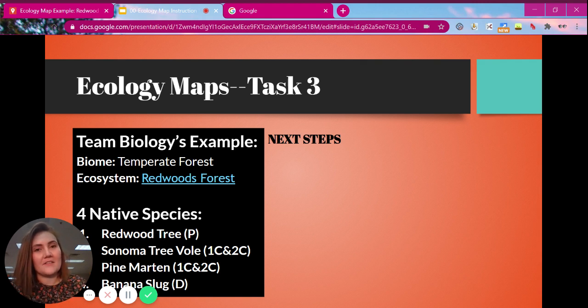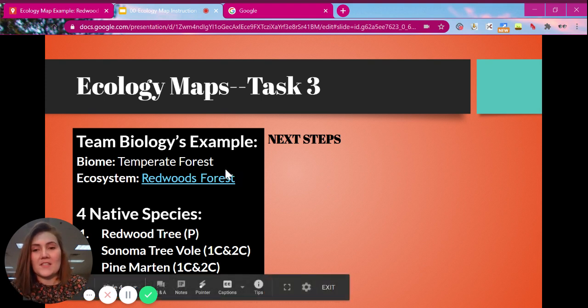Today we are going to be working on task 3 of the Ecology Map project. So far in task 1, you have picked a biome where you're researching 3 locations found within that same biome. And then for task 2, you are narrowing it down and picking one specific location to be your ecosystem. And from there, you pinned one endangered species found in that ecosystem.